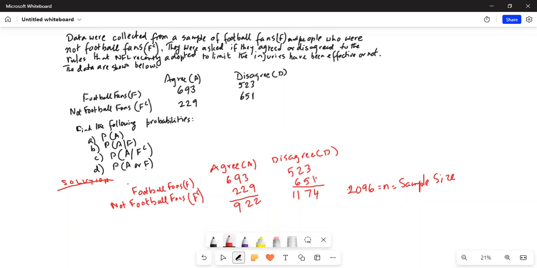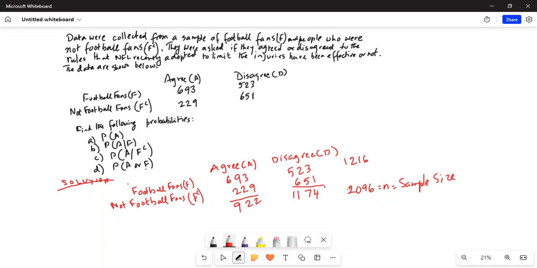Now I need to find out the total number of football fans who participated in this survey. So how do I find that? I add the two numbers in the first row, 693 plus 523. And the total is 1216. This is obtained by adding 693 plus 523.